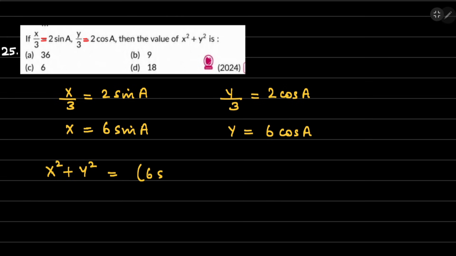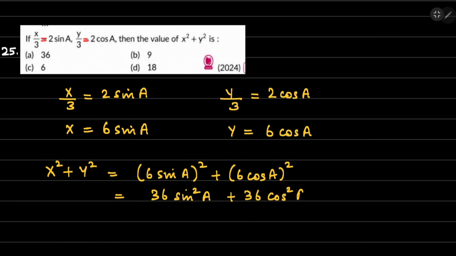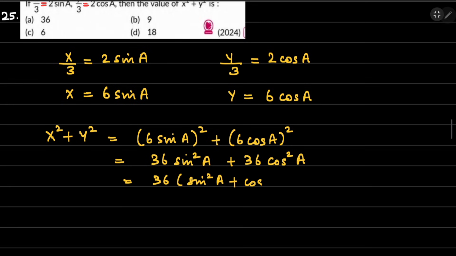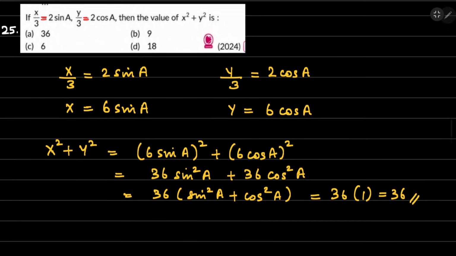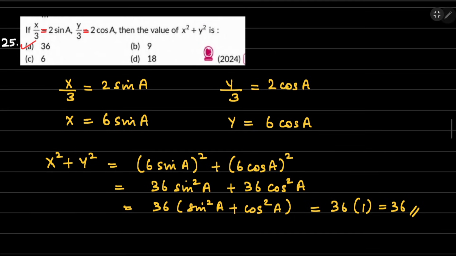Just square it. So, 6 sine A the whole square plus 6 cos A the whole square. This is nothing but 36 sine square A plus 36 cos square A. Take 36 common out. You'll have sine square A plus cos square A, which is equal to 1. So 36 into 1, which is 36, is the correct answer. Option number A is the correct answer. Let's move on to the next question.